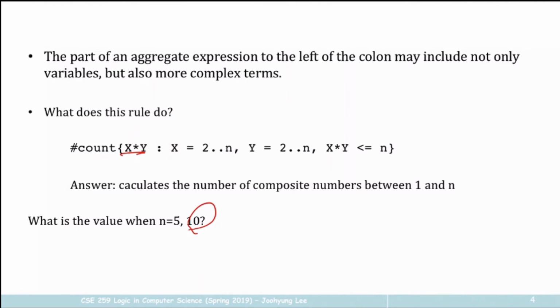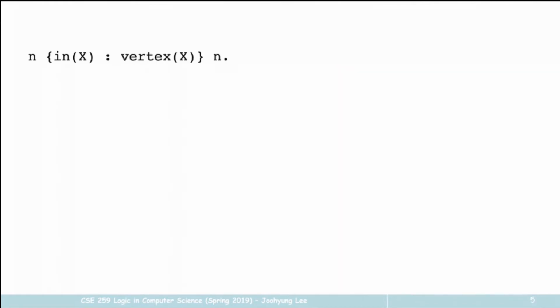Okay, why? Because we are asking about the composite numbers between 1 and 10. So what are the composite numbers? 4, 6, 8, 9, 10. Those are the composite numbers. 4 is 2 times 2, 6 is 2 times 3, and you can find it, all right? So there are actually 5 composite numbers in the range, so the answer should be 5. All right.